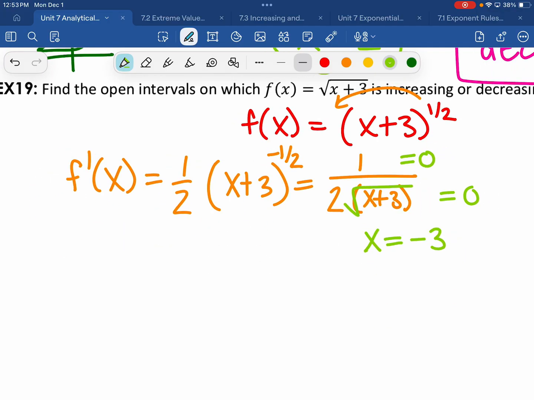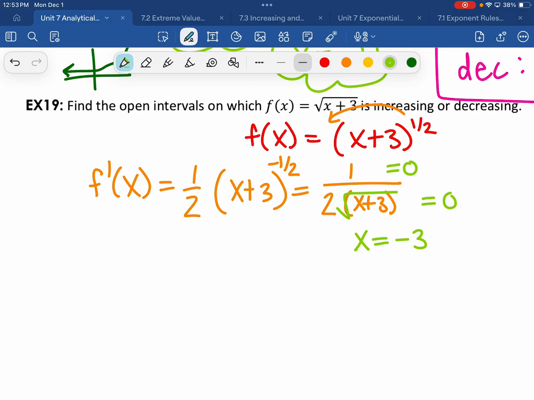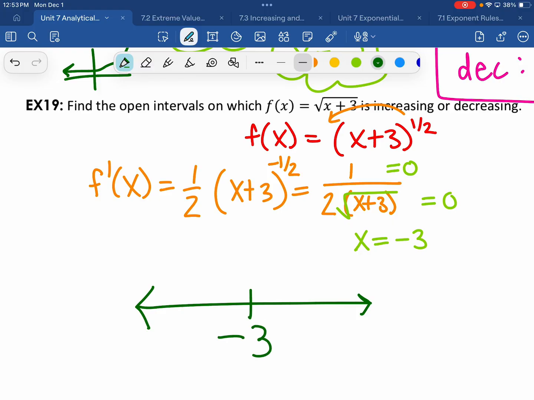So I only have one critical number here, and it is negative 3. So on my number line, it should split at negative 3. And we're going to plug it back into my derivative. I'm going to plug it into this form right here that I've kind of simplified the best.